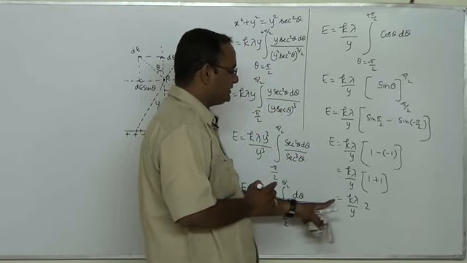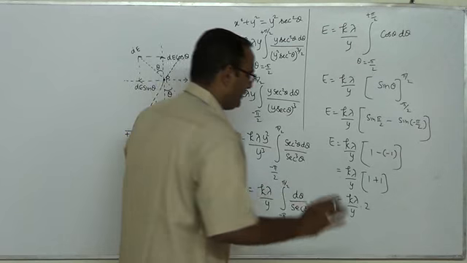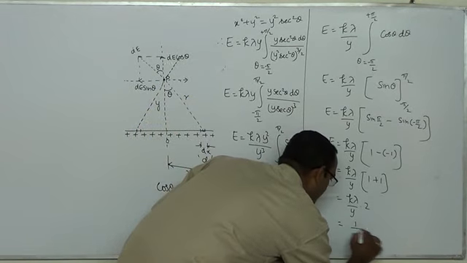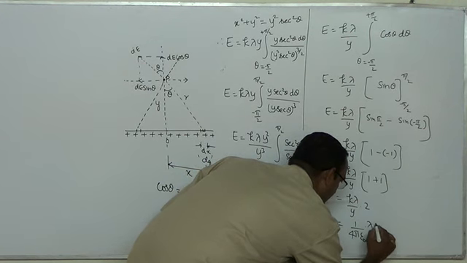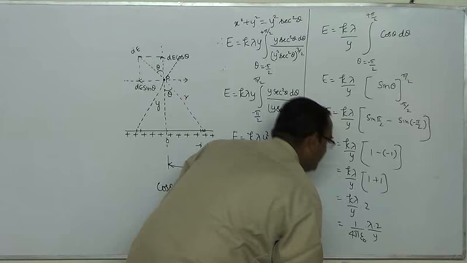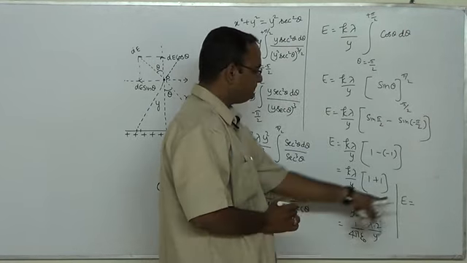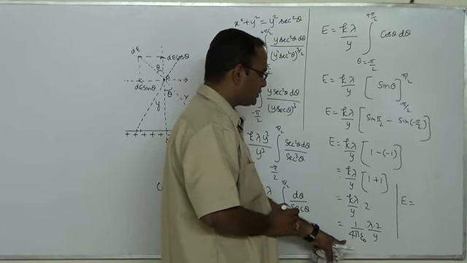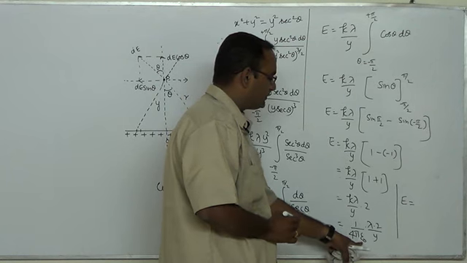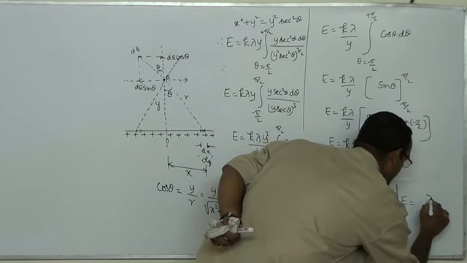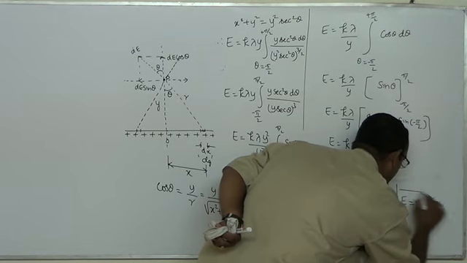Now again we can simplify this. Instead of k, I can substitute 1 by 4 pi epsilon naught and simply write y as y and lambda as lambda. We have 1 by 4 pi epsilon naught into lambda into 2 divided by y. Simplifying, net E will be equal to, you can cancel this 2 and 4 and say it is 2 in the denominator, lambda divided by 2 pi epsilon naught y. So E is equal to lambda divided by 2 pi epsilon naught y.